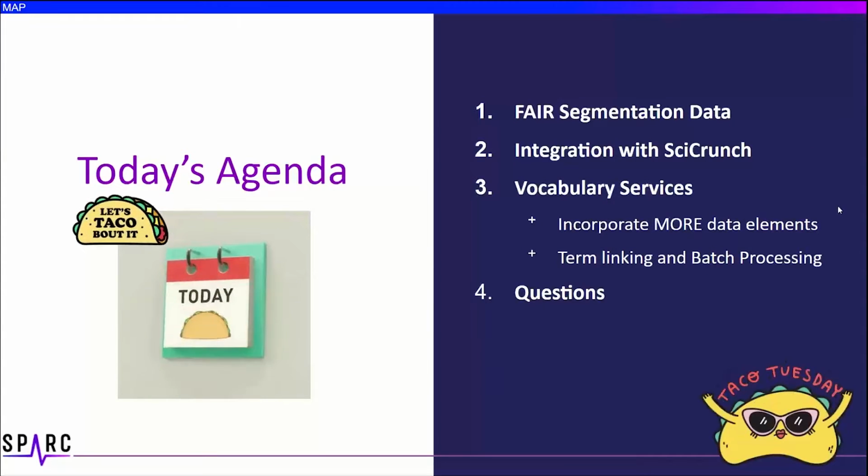Happy Taco Tuesday. Today we're going to talk about what makes digital reconstructions produced with MBF Bioscience's new vocabulary services FAIR, or findable, accessible, interoperable, and reusable. We'll show how to access these vocabulary term lists from an API connection to SciCrunch directly within Neurolucida 360, and how to transform previously created segmentation files into FAIR data.